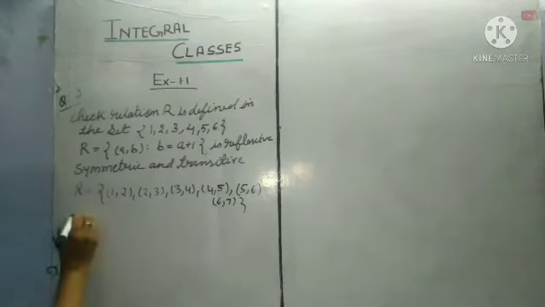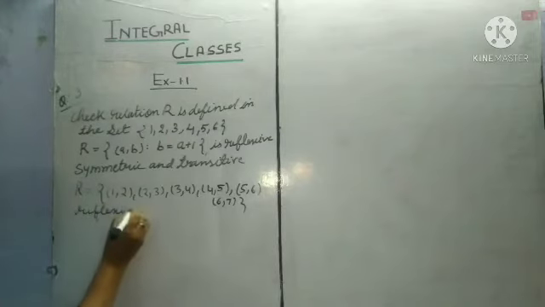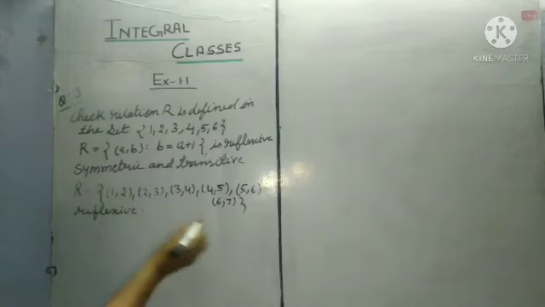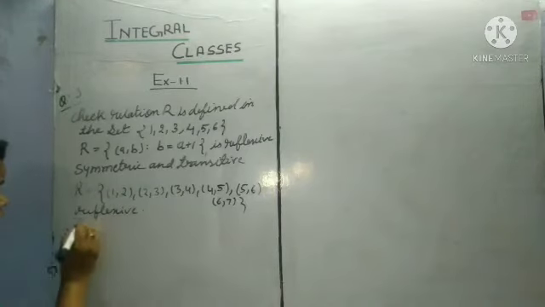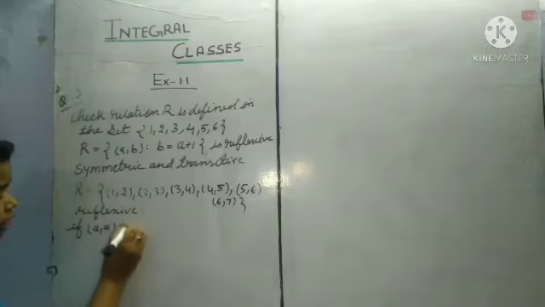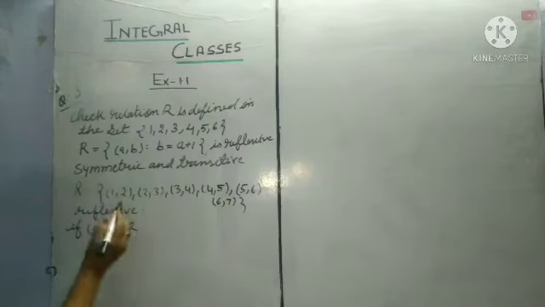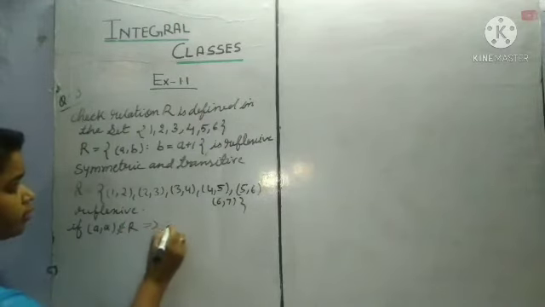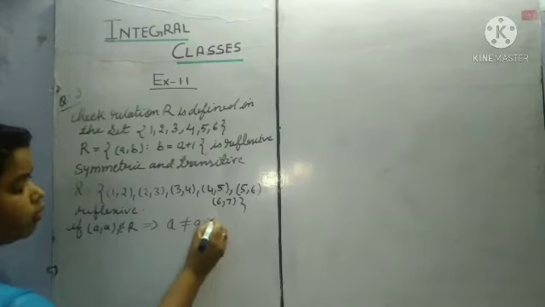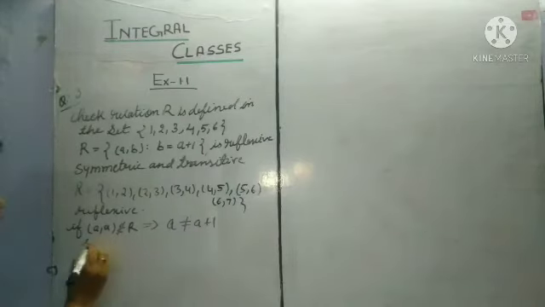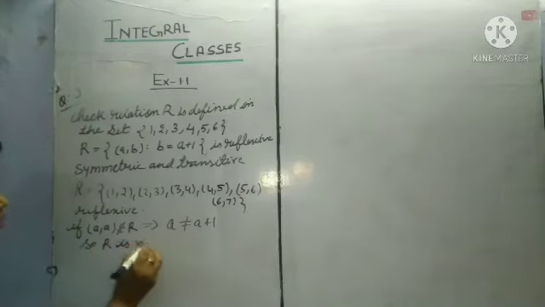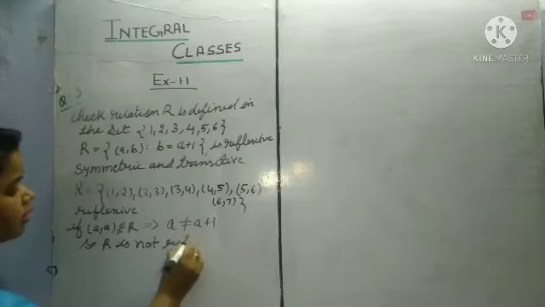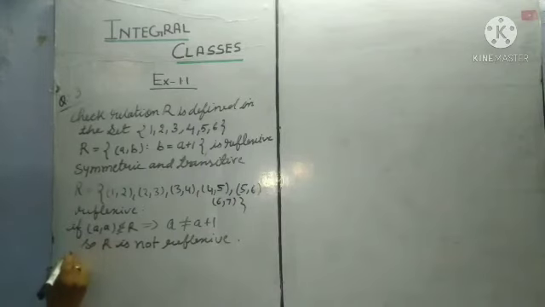Now for reflexive, as we observe in the relation, this kind of relation does not exist here, like (1, 1), (2, 2), (3, 3), (4, 4). So these do not belong here. It means a is not equal to a plus 1. So R is not reflexive. Now second is for symmetric.